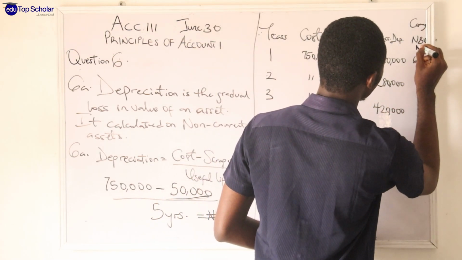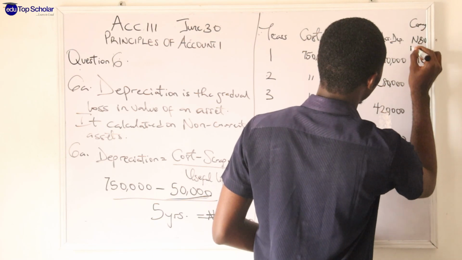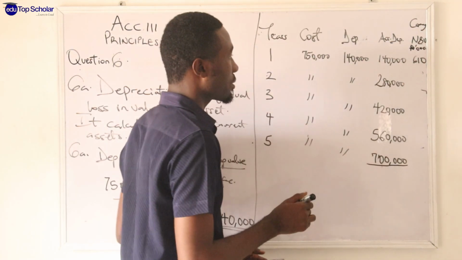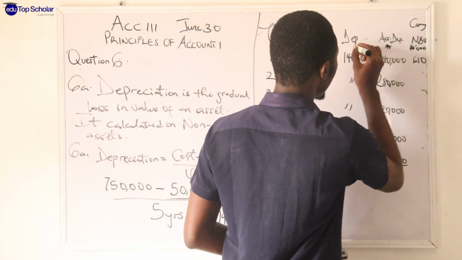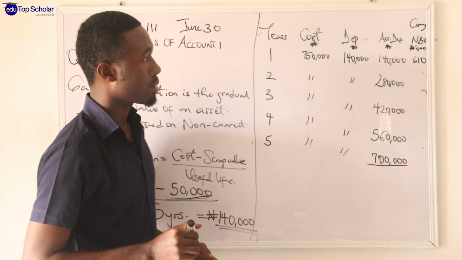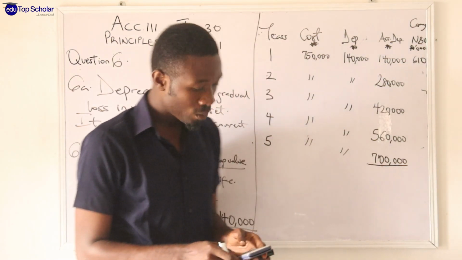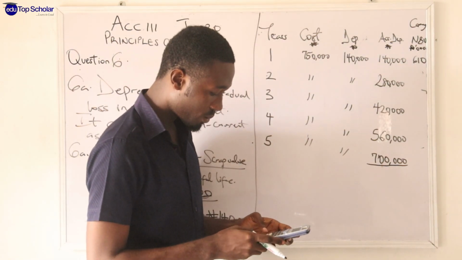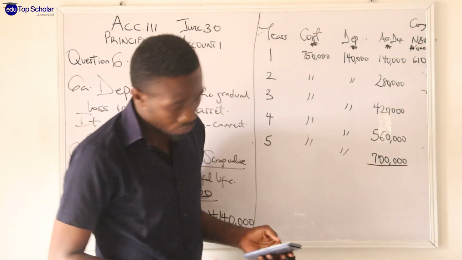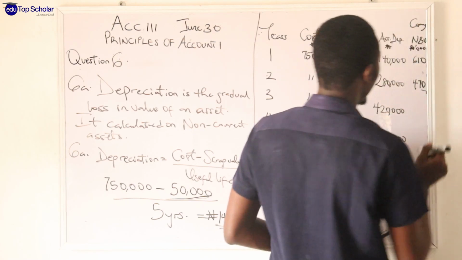So I will do this to show that we are working in thousand. 610,000. So let me use the naira. This is to show that we are working in thousand because of space. So the next one is 750,000 minus 280,000. We have 470,000. That is your net book value as at the second year.